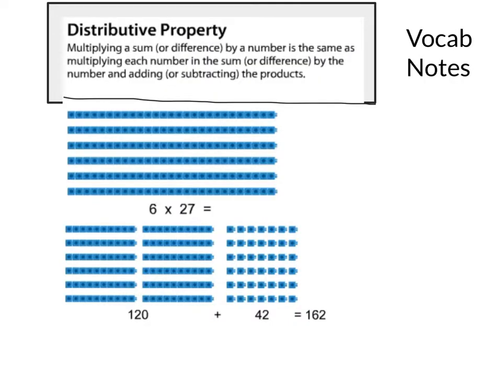All right, you might have received this to tape or paste into your notes. If so, you can do that now. When you're done, you can unpause the video.